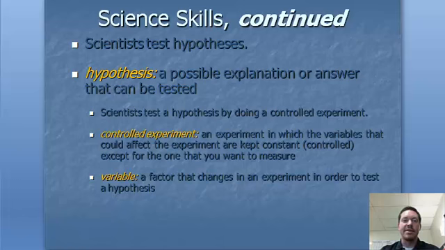So we test those hypotheses. A hypothesis, we mentioned once before, is just a possible explanation or answer that can be tested. Scientists test a hypothesis by doing a controlled experiment. A controlled experiment is an experiment in which the variables that could affect the experiment are kept constant or controlled, except for the one we want to measure. And that one we want to measure is the dependent variable, right? And a variable is just a factor that changes in an experiment in order to test the hypothesis.